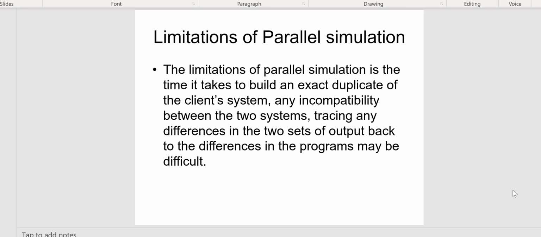All right, the limitations of parallel simulation is the time it might take to build an exact duplicate copy of the client's system, or any incompatibility between the two systems, or tracing any differences that you might find in the two sets of output back to the differences in the programs. That might be challenging and might take some time.